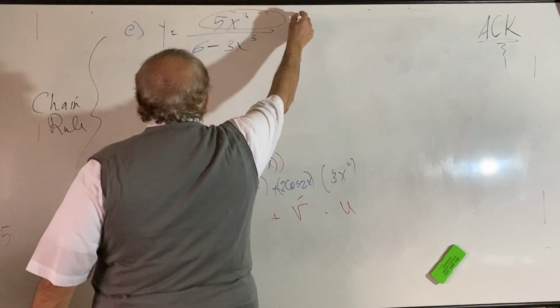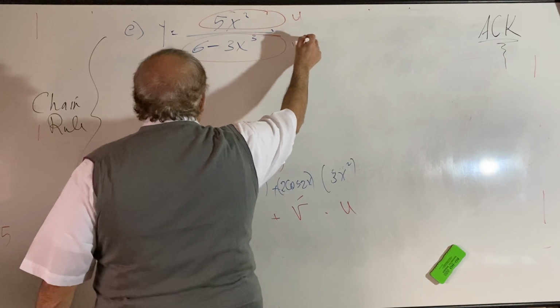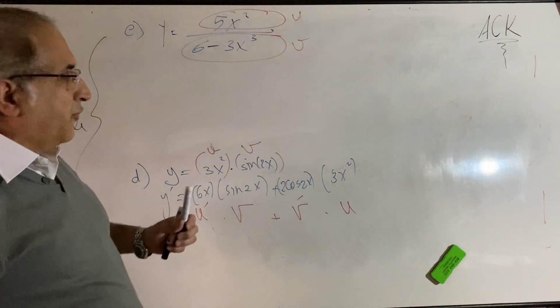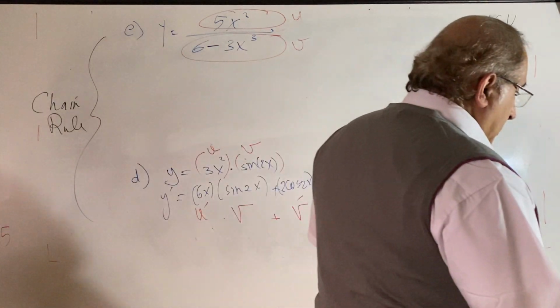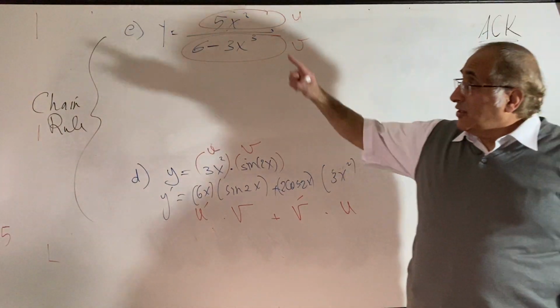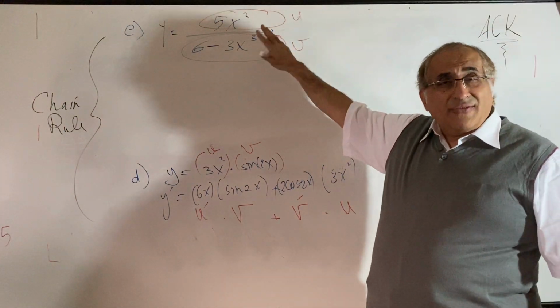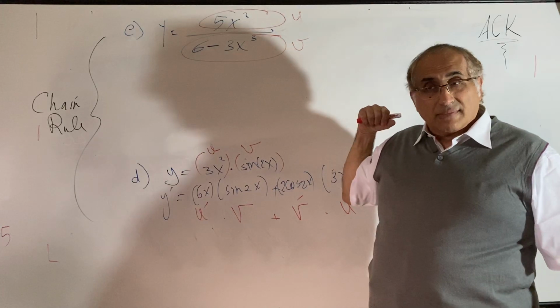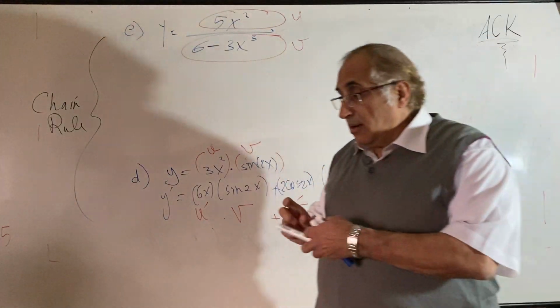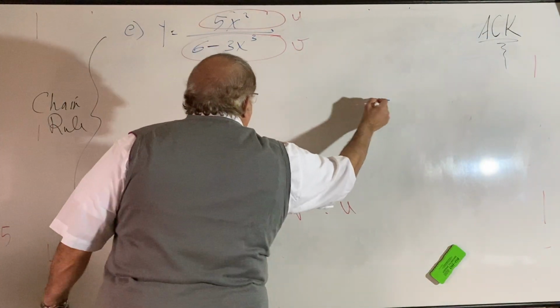This is the numerator, I'm going to say, let's call it u. This is the denominator. So what's the rule for that? The rule for this: derivative of the first times the second, minus derivative of the second times the first, and the denominator squared. Let's put it together and see if we can do it.